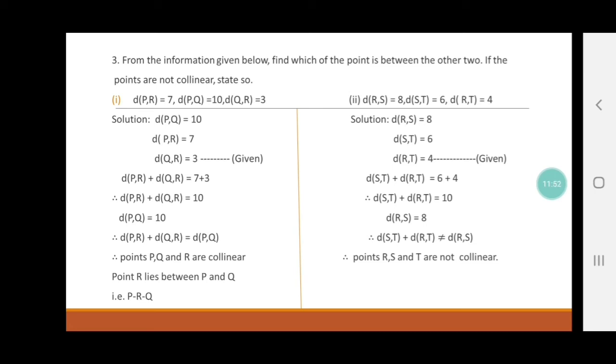But distance between RS is given to us as 8. From this what do we conclude? The two numbers are not equal, so their distances will also be not equal. So distance of ST plus distance of RT is not equal to distance of RS. Points R, S and T are not collinear. From here we come to the conclusion. I hope I am clear.